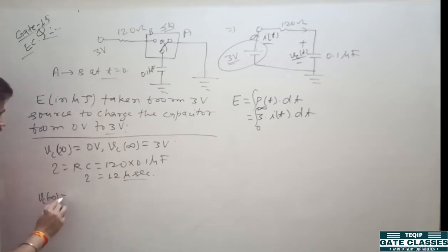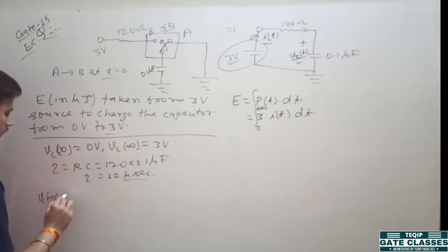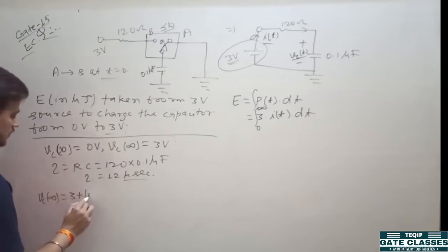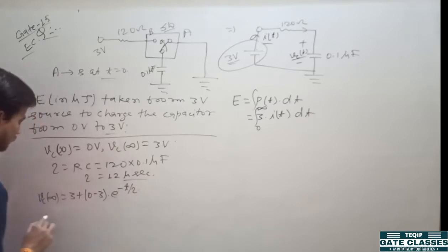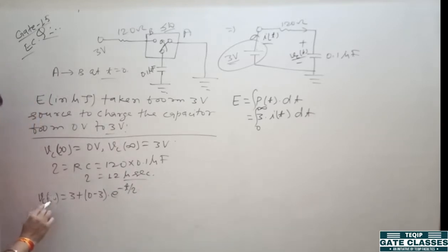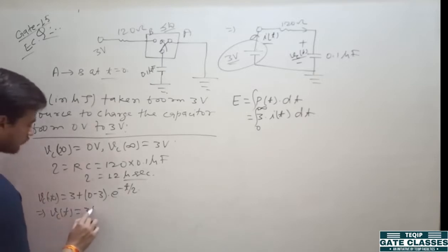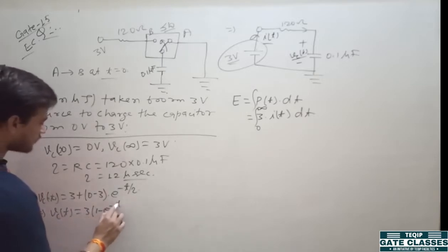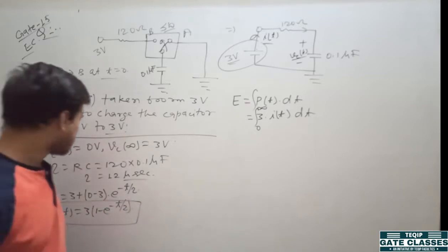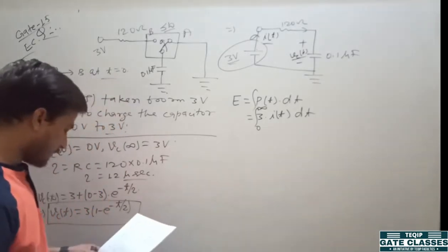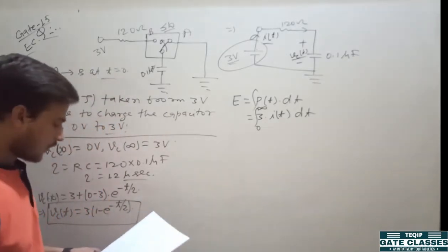It is equal to V infinity, which is 3, plus 0 minus 3 into e to the power minus t by tau. So from here VC(t) is equal to 3 into 1 minus e to the power minus t by tau. This is the expression for VC(t). Now what will you do?